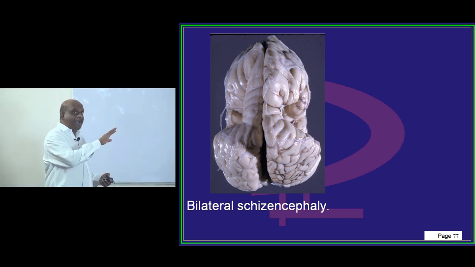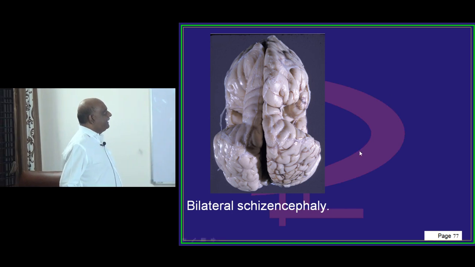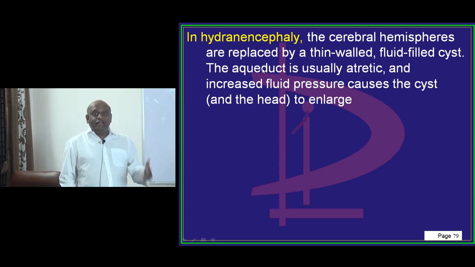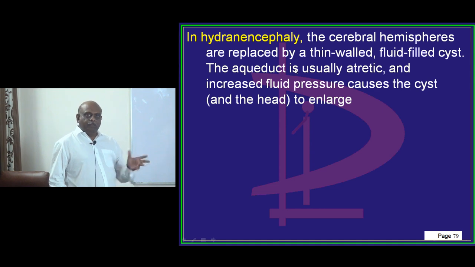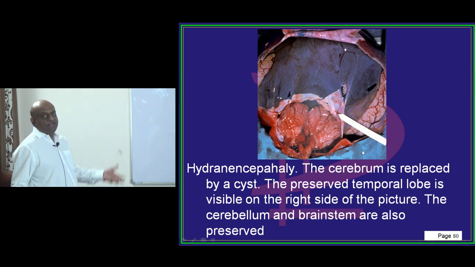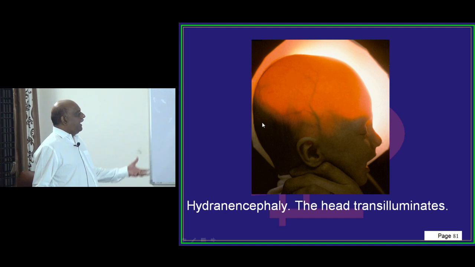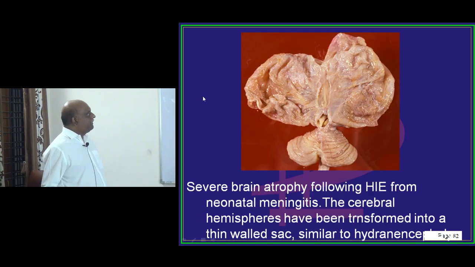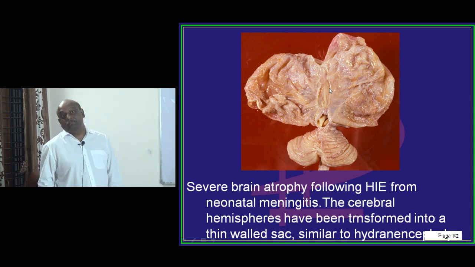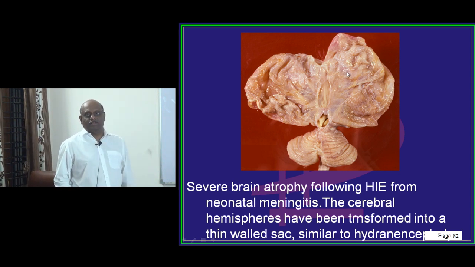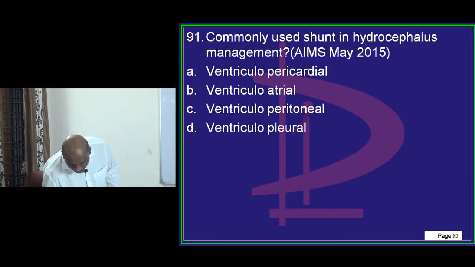So, this is a bilateral schizencephaly, as what you can see classically. This is a lateral view of the bilateral schizencephaly. Now, in hydranencephaly, the entire cerebral hemisphere is replaced with a thin-walled fluid-filled cyst. So, here the cerebrum is replaced by a cyst. That's what you can see. And the head will virtually transilluminate because of that cystic degeneration of the brain matter, and a severe brain atrophy is what you are able to see sometimes. Those who have hypoxic ischemic encephalopathy from neonatal meningitis also will get liquefaction of the brain, is what I want to underscore to all of you.